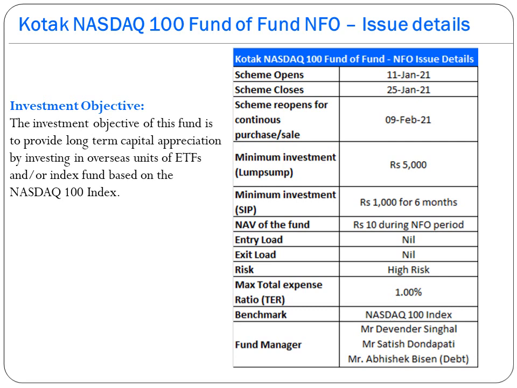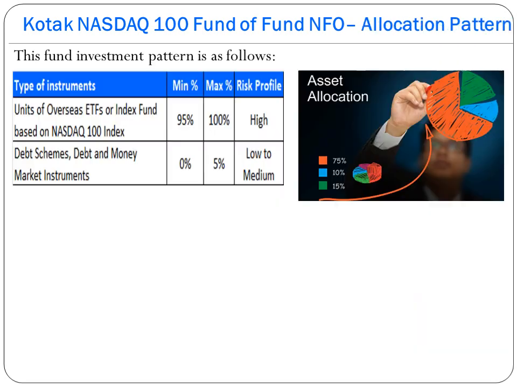The investment objective of this fund is to provide long-term capital appreciation by investing in ETFs and index funds based on the NASDAQ 100 index. What is the allocation pattern in this fund? It is going to invest in units of overseas ETFs and index funds between 95% to 100%. The risk profile is high. It will invest in debt schemes and debt and money market instruments up to 5%. The risk profile is low to medium.